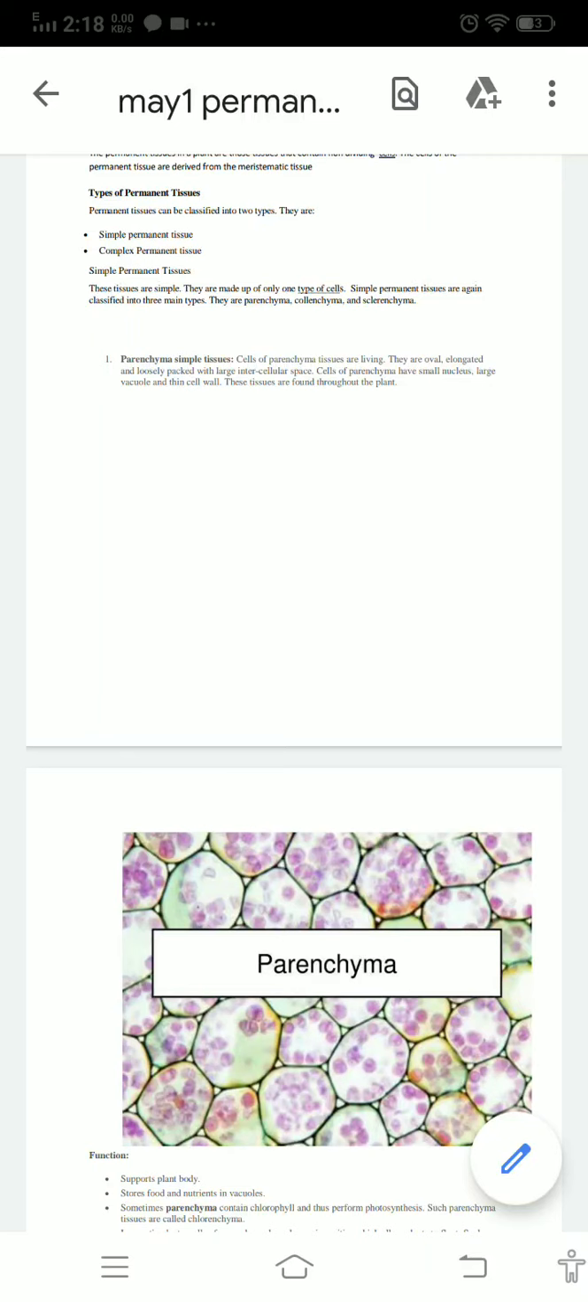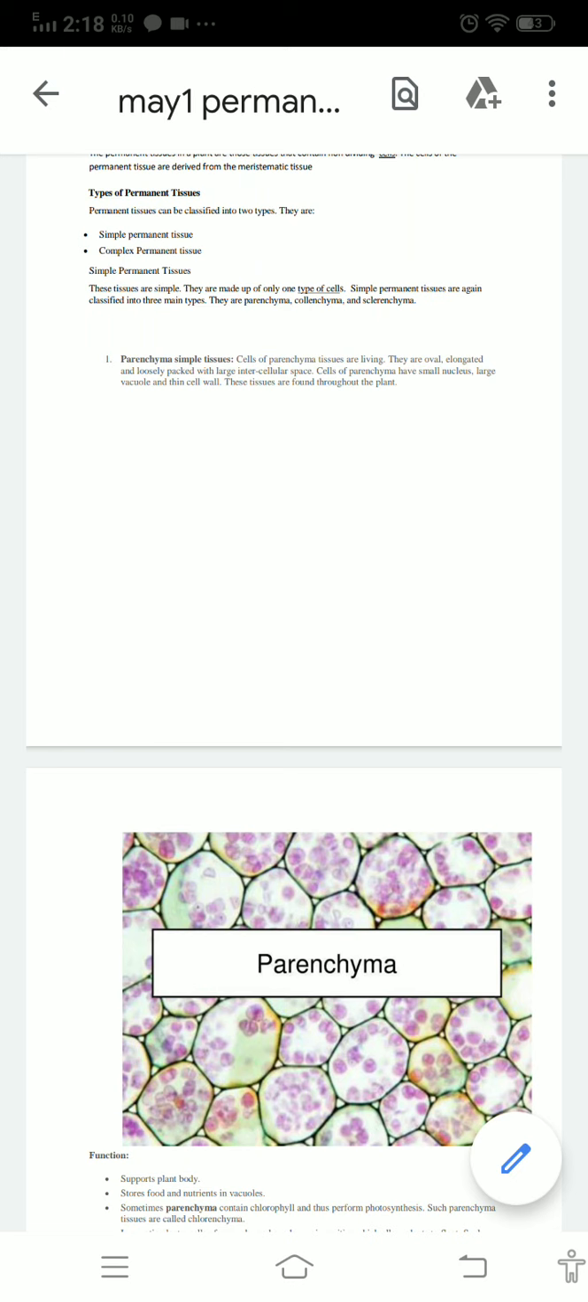Our next topic is permanent tissue. The permanent tissues in a plant are those tissues that contain non-dividing cells. The cells of permanent tissues are derived from the meristematic tissue. Types of permanent tissues: permanent tissues can be classified into two types. They are simple permanent tissue and complex permanent tissue.